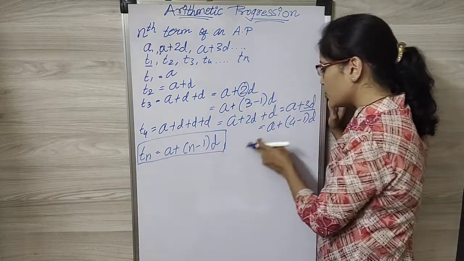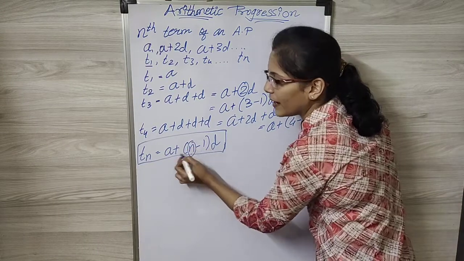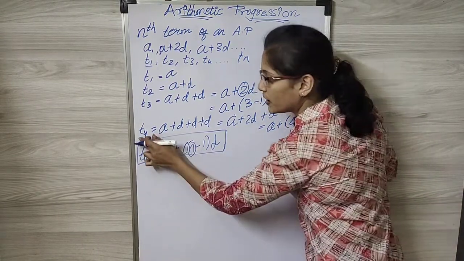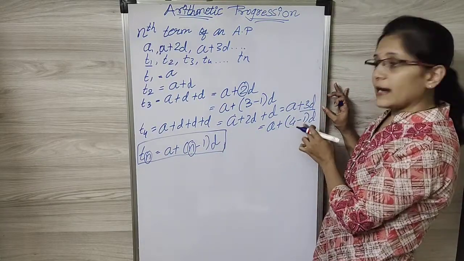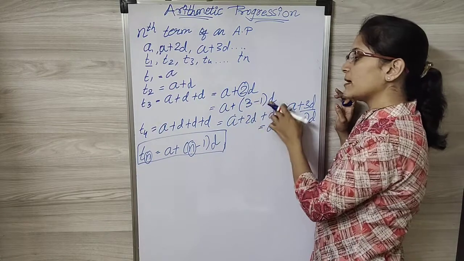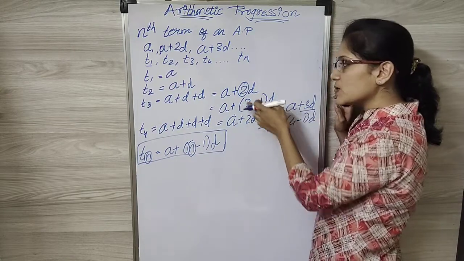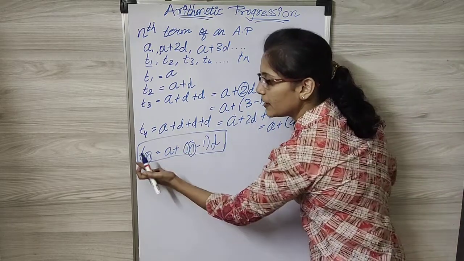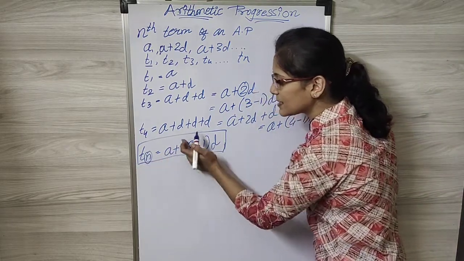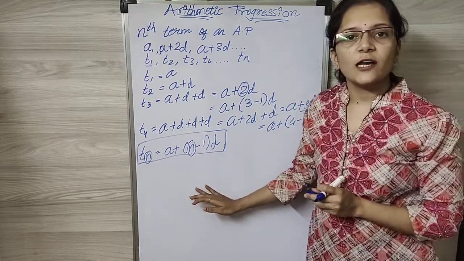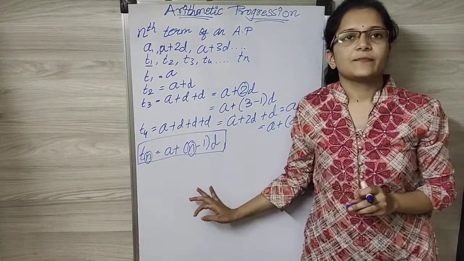I think you have understood where the n came from. n is the term number. For T4 it was A plus 4 minus 1 D. For T3 it was A plus 3 minus 1 D. That is 3 minus 1, that is 2D. 4 minus 1, that is 3D. Right? Similarly, Tn is equal to A plus n minus 1 D. So on the basis of this we are now going to solve some numericals.